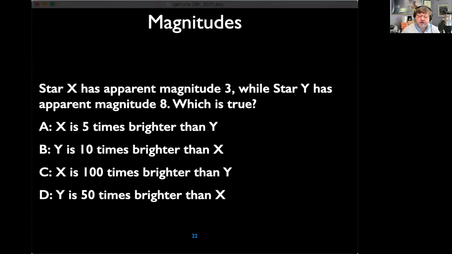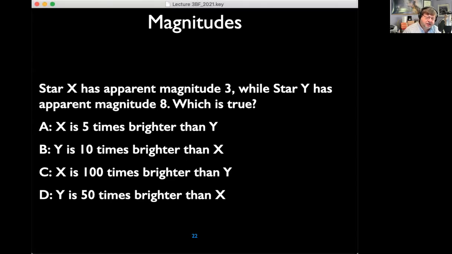Very good. So most of you got this right. Because the difference in magnitude is 5, star X is brighter because it's got a lower number. Star Y is dimmer because it's got a bigger positive number. And the difference is 5, so the difference in luminosity is a factor of 100.